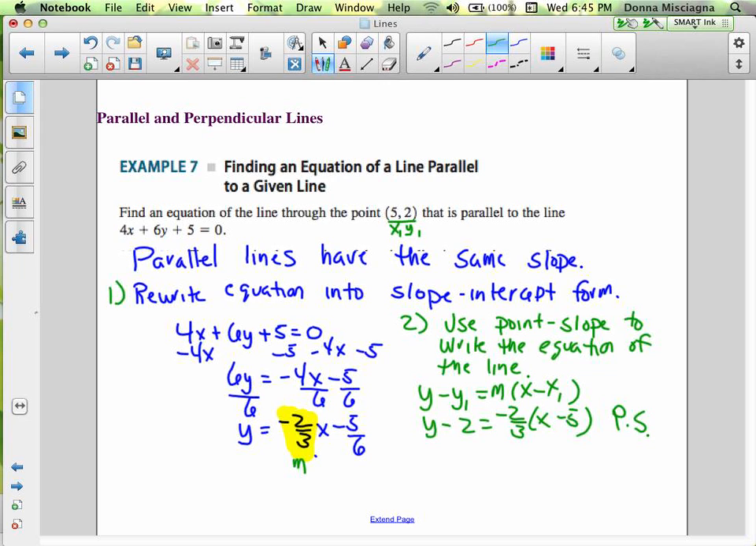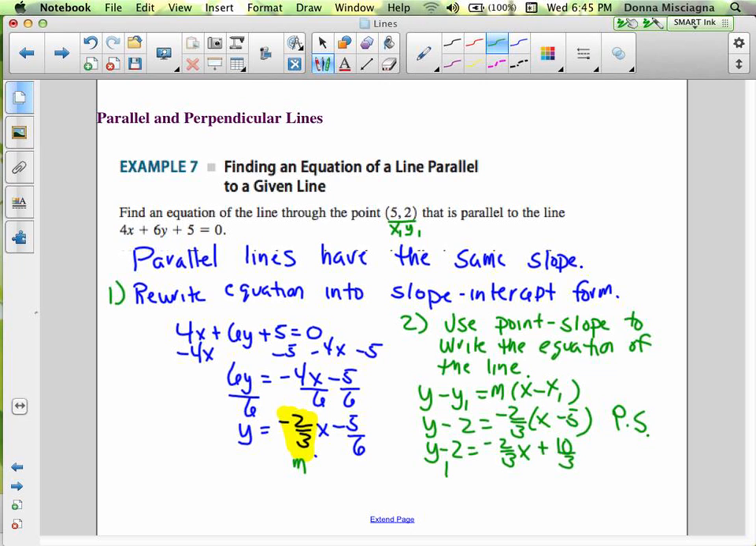Or we could simplify it to slope-intercept form. Let's do both. All right, so we've got it in point-slope. To write it in slope-intercept form, we'll distribute the negative 2/3. So we have y minus 2 equals negative 2/3 x. Negative 2/3 times negative 5 would be a positive 10/3, right? Just multiply numerator by numerator, denominator by denominator.